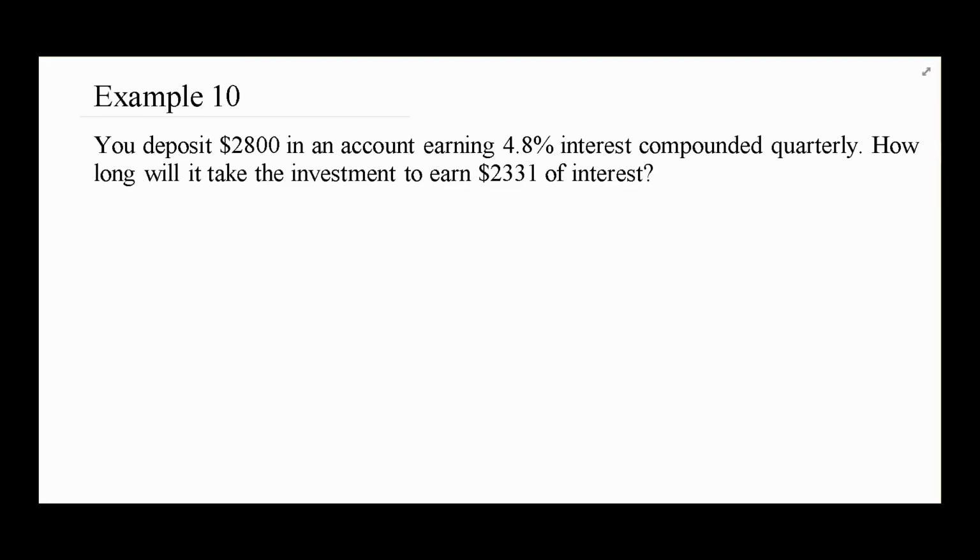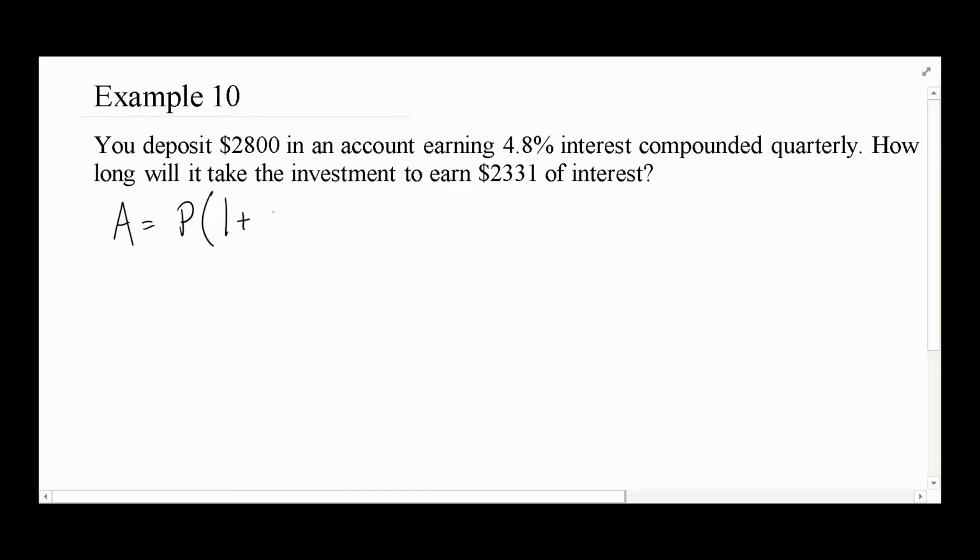Let's look at one more word problem that leads us to an exponential equation that we want to solve. And this one says that we deposit $2,800 in an account that earns 4.8% interest compounded quarterly. And we want to know how long it'll take for the investment to earn $2,331 of interest. This is a little bit of a tricky problem, actually. So let's talk about it.